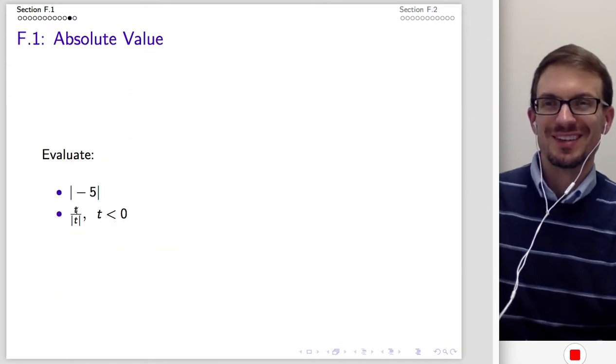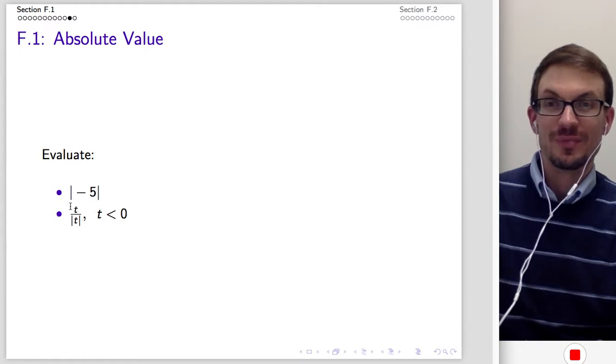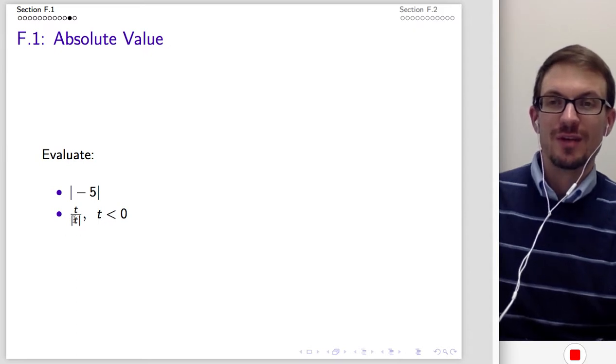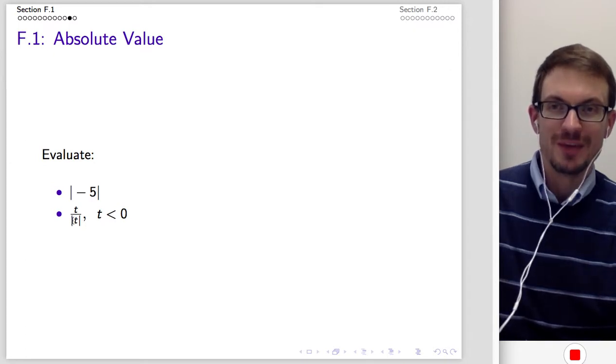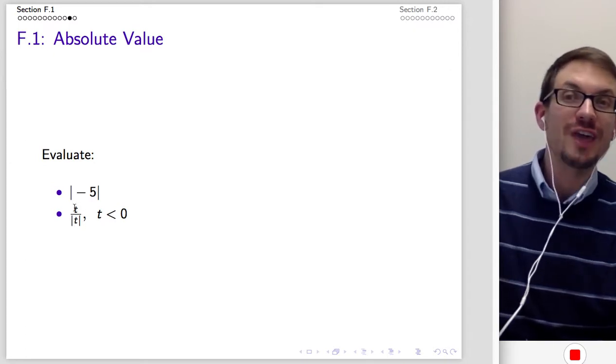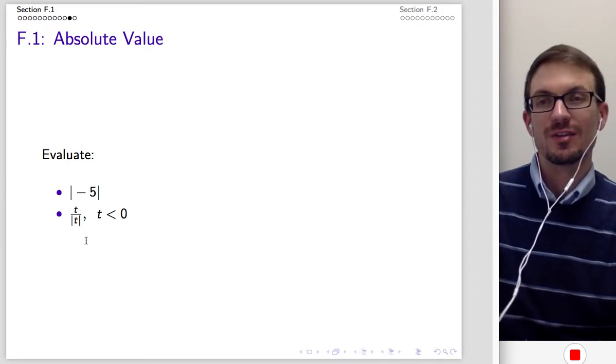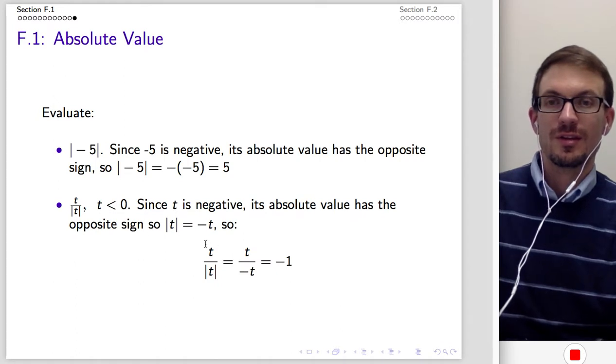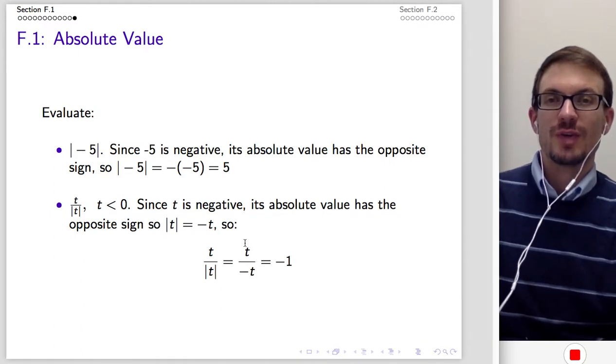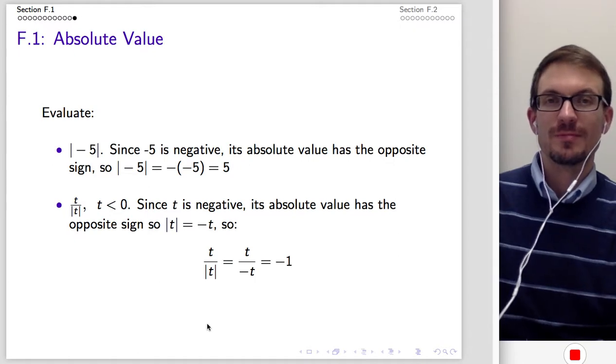What about this? t over the absolute value of t. If t is negative, well, t is negative, and that's going to stay negative. The absolute value of a negative number means we take the opposite of that negative number. So this becomes positive, but you know that because the absolute value of t is positive, but this is still negative. So we have a negative t divided by a positive t, which gives us negative 1. And this is that work. Remember, this is negative by definition, but we're going to take its opposite. So the t's cancel, and we'll get a negative 1.